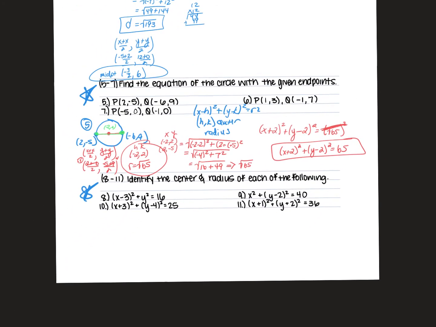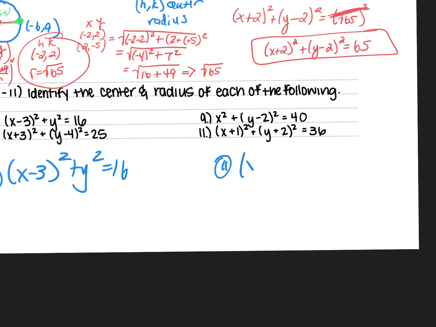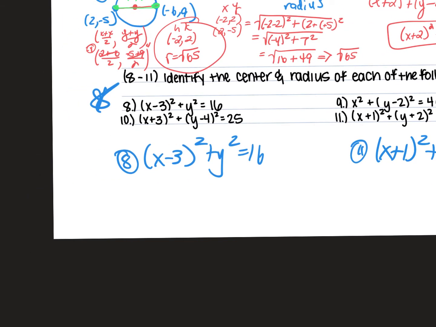All right, another question on your quiz will be just like this, and it'll say identify the center and the radius of the following. Let's do 8 and 11 together. We'll get 2 of these done. 8 says x minus 3 squared plus y squared equals 16. And then 11 says x plus 1 squared plus y plus 2 squared equals 36. Not much work to do here, guys. What is the center of the circle for 8?